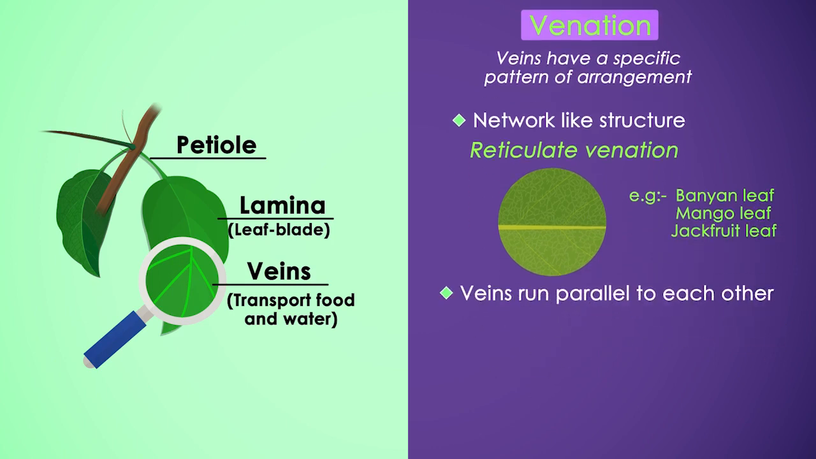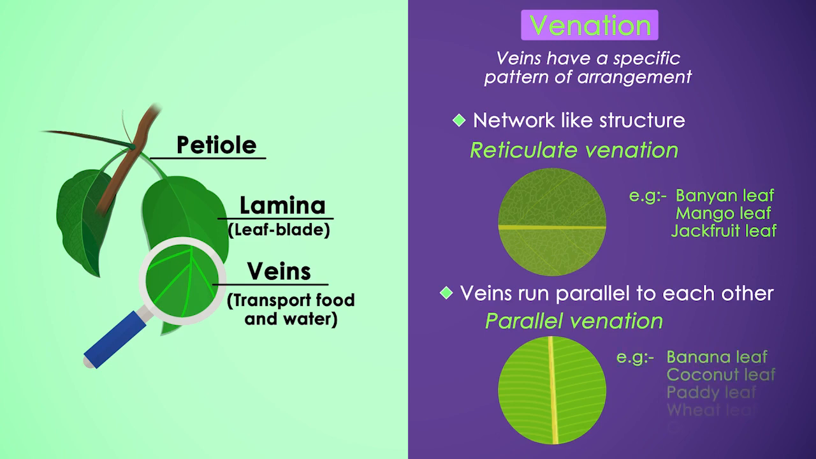The other type is when the veins run parallel to each other, just as in this case. What do we call this type then? We usually call this type parallel venation. Leaves of trees like banana, coconut, and paddy, wheat, and even grass have parallel venation.